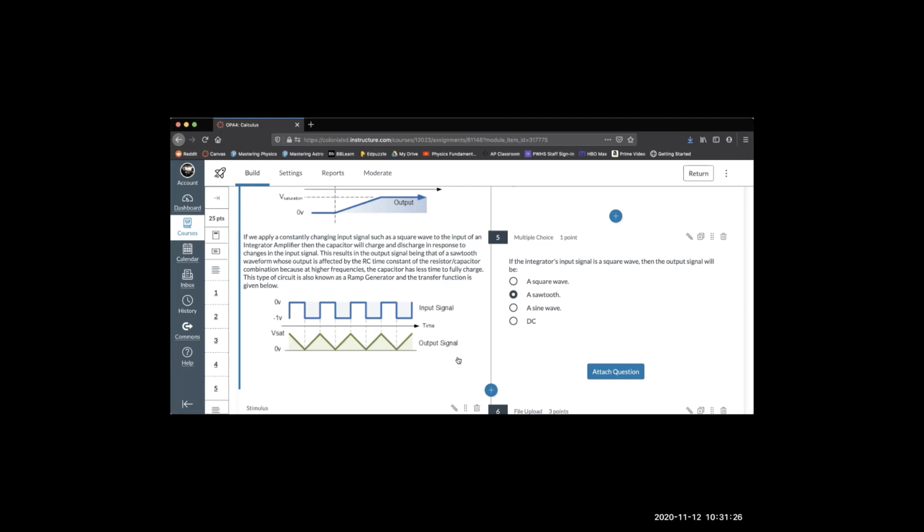Why is that, Mr. Shadley? Why is what? Why is the integral of a square a sawtooth? Well, the integral is the area under the curve, right? Yeah. So imagine that I start here with the input signal, and I start adding up. Now it inverts, okay? It inverts.